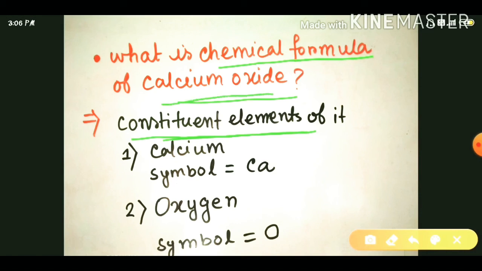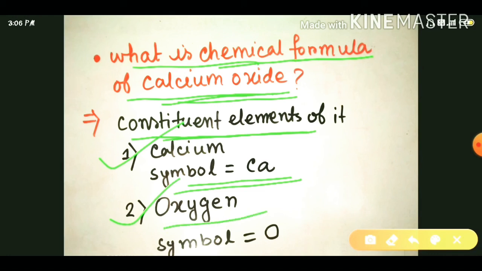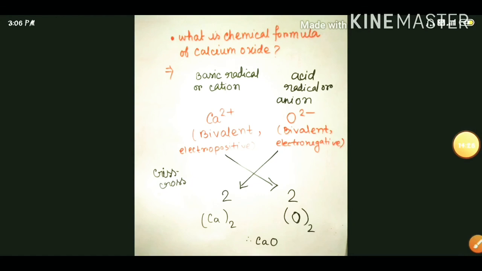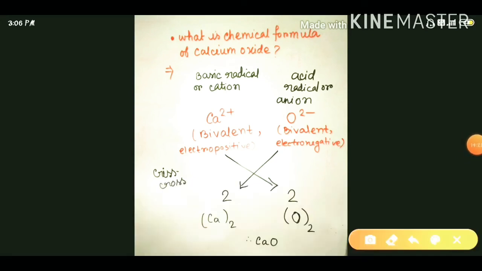So, what is the chemical formula of calcium oxide? The constituent elements are calcium, which is represented as Ca, and the next one is oxygen, which is represented as O. So these two are constituent elements, right? These two make calcium oxide. How? Let's see. It is quite interesting now, right? What is the chemical formula of calcium oxide? We have to learn it.